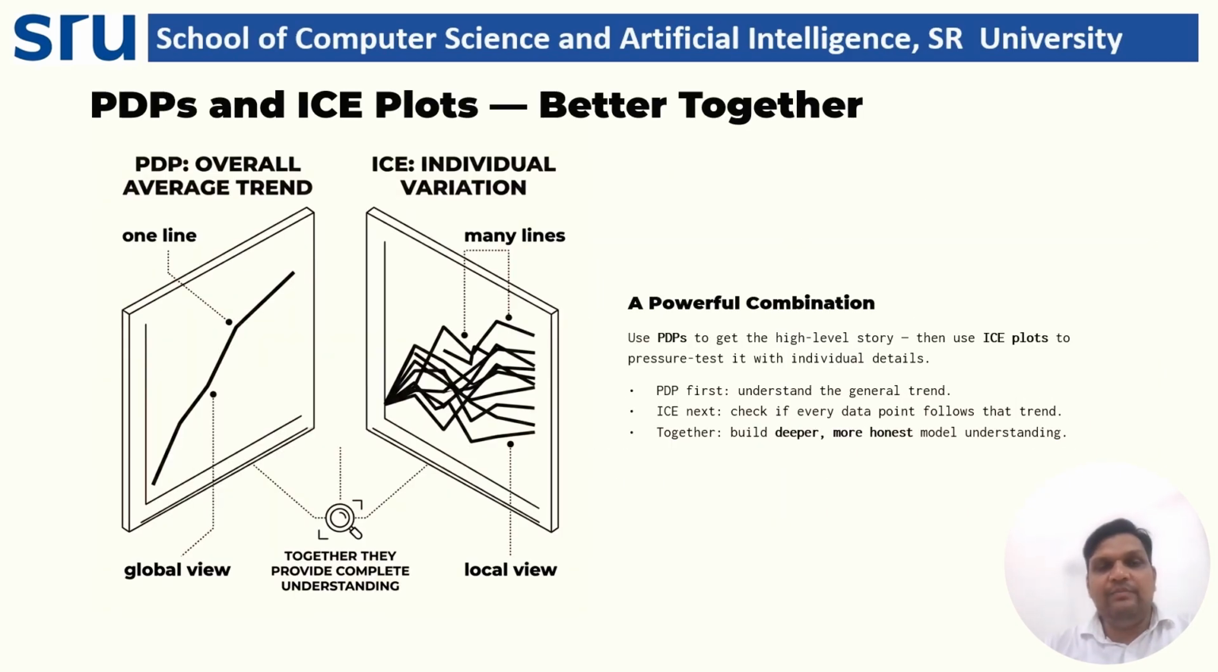PDP and ICE plots are better together. So we can say here it is a powerful combination. We use PDP to get the high level story, then use ICE plots to pressure test it with individual details. PDP first: understand the general trend. ICE next: check if every data point follows that trend. Together they build a deeper, more honest model understanding.